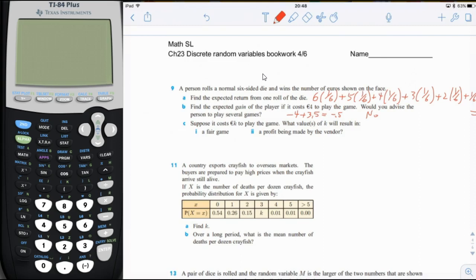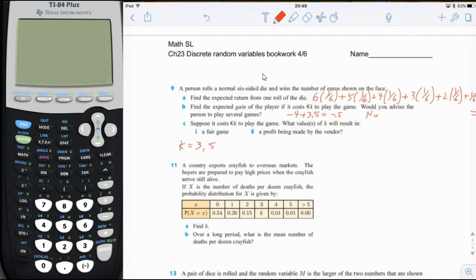Okay. Suppose it costs k euros to play the game. What value of k would result in a fair game, and what value of k would result in a profit being made by the vendor? The value of k that would result in a fair game would be 3.5. If it costs exactly 3.5 to play and the expected value on each turn is 3.5, then your expected value is 0, and that would be a fair game.